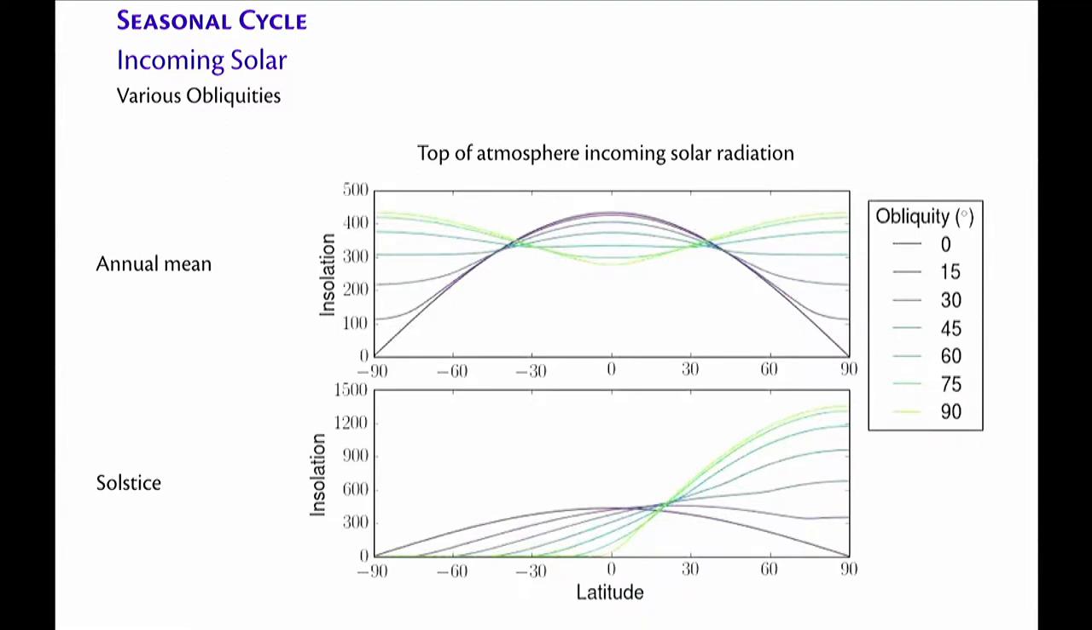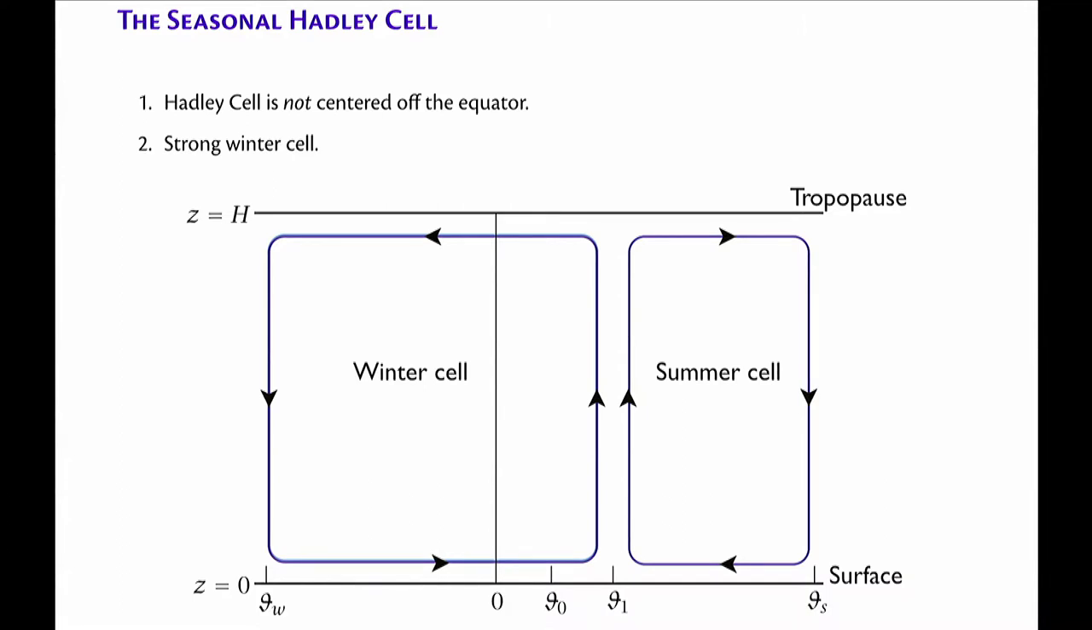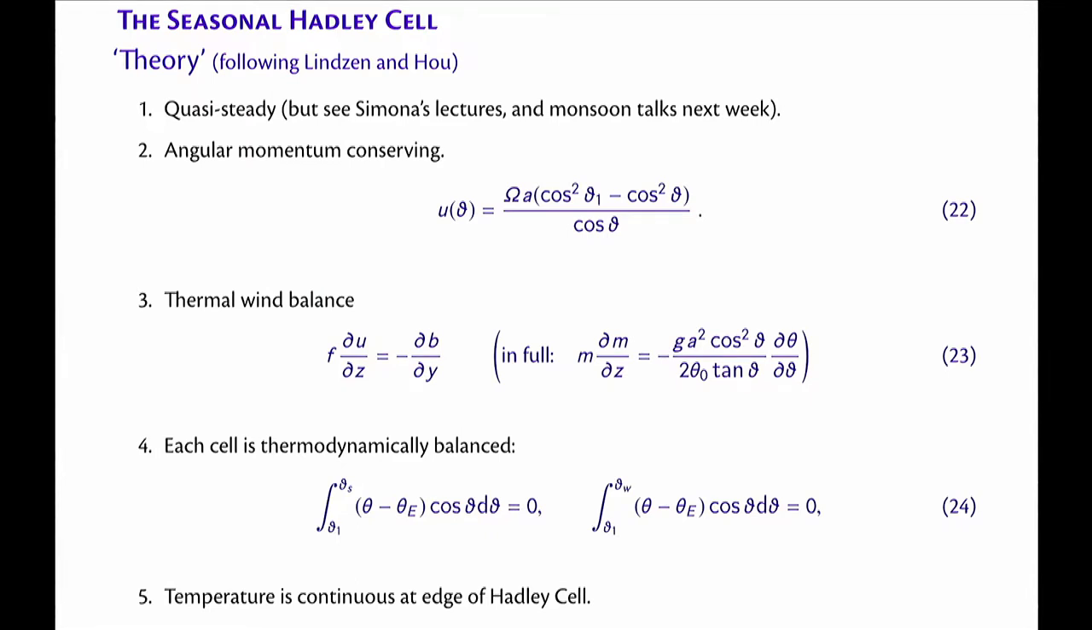So the basic upshot of that is that the Hadley cell is not centered at the equator. If this rises in the summer hemisphere, this is the rising motion, essentially the ITCZ, and you get a much stronger winter cell and a weaker summer cell. And there's a corresponding theory for that, although, again, there are many theories for this. The theory most related to the Held-Hou theory for the seasonal case is Lindzen and Hou.